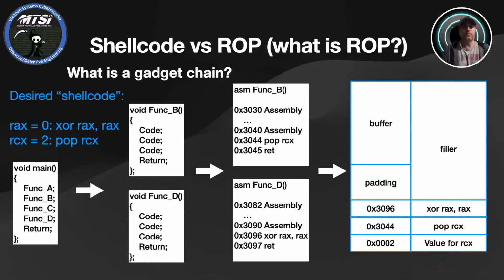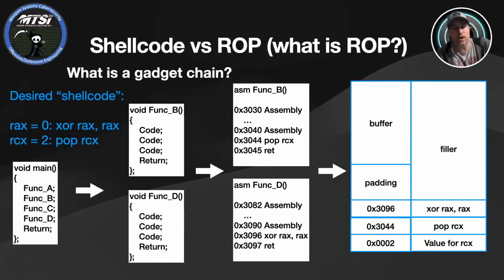So again, I'll focus on function B and function D, looking at the assembly, and I put in some notional addresses now for each of the opcodes in function B and function D. So now my gadgets not only have opcodes with them, but they also have addresses for where they reside inside the program. So for example, the first gadget, the XOR RAX, is notionally found in the program at hexadecimal address 3096. And the second gadget, the pop RCX, is found at address 3044.